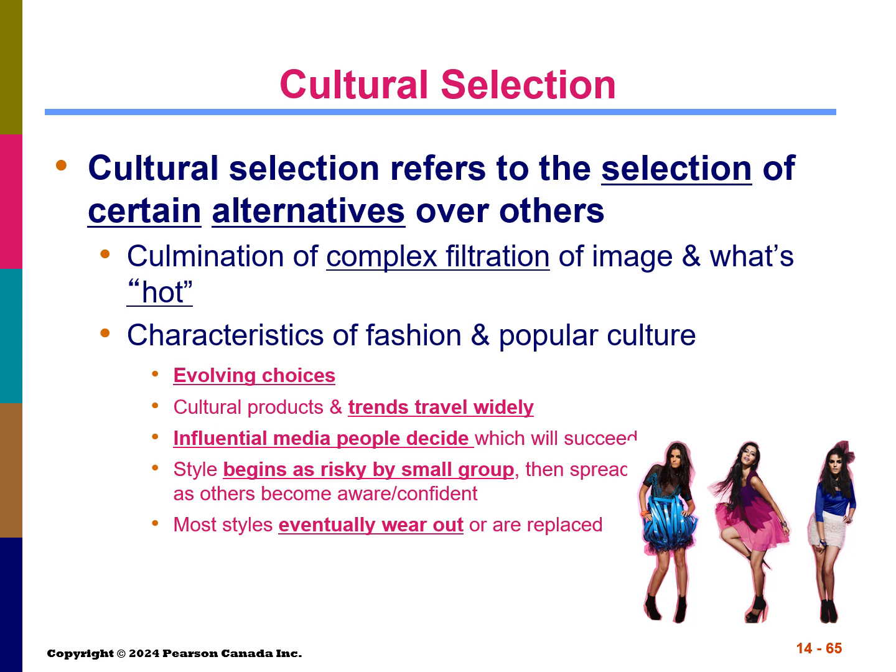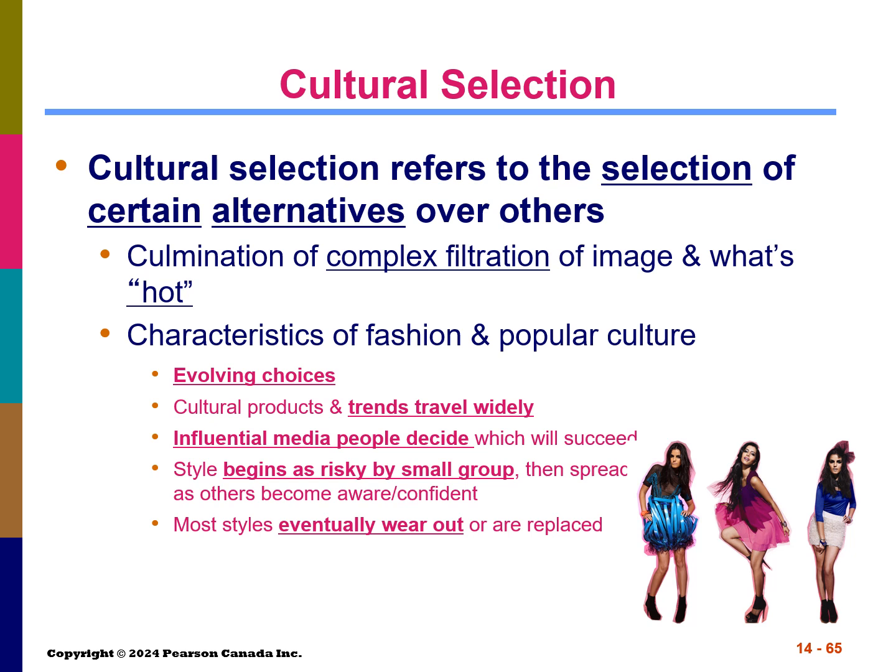Cultural selection refers to the selection of certain alternatives over others. It's a complex filtering process, and what's hot this year may be out next year. So what are some of the characteristics of fashion and pop culture? Well, it's constantly changing, choices are constantly evolving, and cultural products and trends travel widely. This is fueled by the internet and social media.